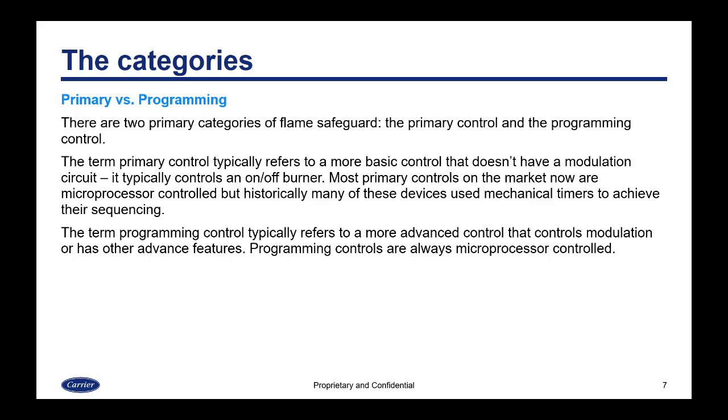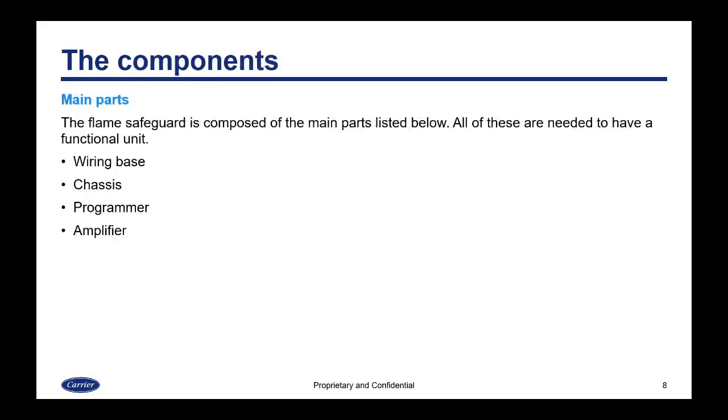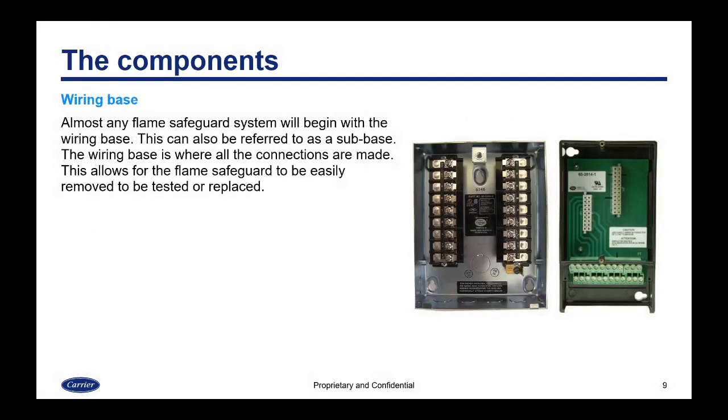So the main parts of the flame safeguard are the wiring base, chassis, programmer, and amplifier. And these will come in different pieces so that you can mix and match to get exactly what you need out of the flame safeguard. So first is the wiring base, and almost any flame safeguard system will begin with the wiring base, also known in some cases as a sub-base. The wiring base is where all the connections are made. What's nice about a wiring base is it allows the flame safeguard to be easily removed for testing or replacement.